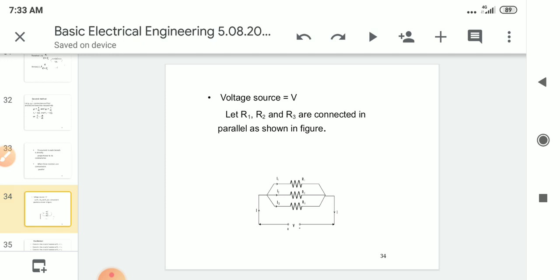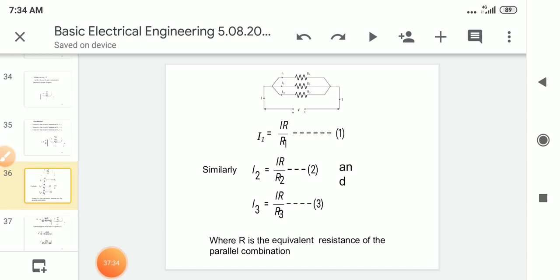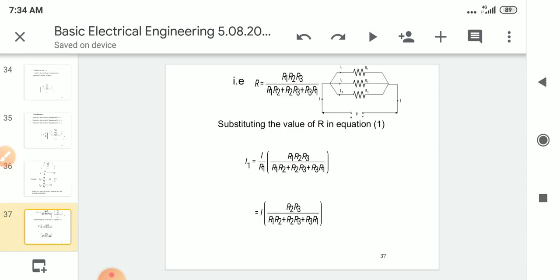Let's see if there are more than two. If we connect three resistances in parallel, then what will happen? Here I is the combination of I1 plus I2 plus I3. It's the total sum. I1 is equal to IR by R1. I2 is equal to IR by R2. I3 is equal to IR by R3. R is the equivalent resistance.